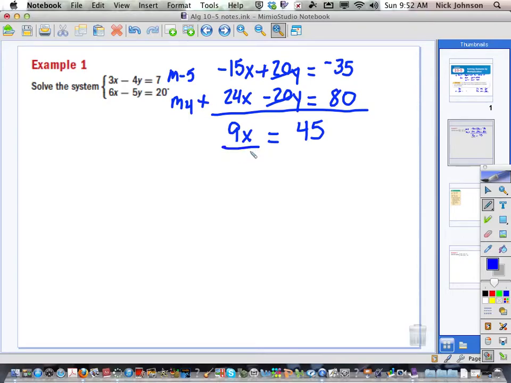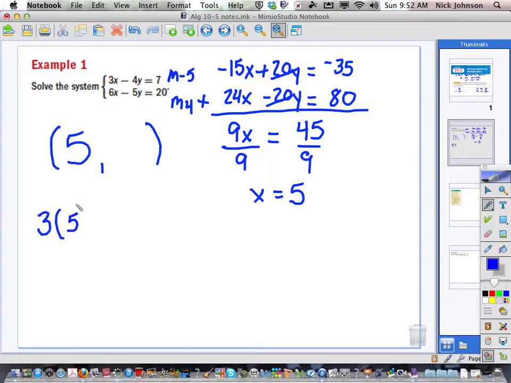Now I know what x is, because if I divide by 9, x is going to give me 5. So I know what x is. I'm going to plug this into one of the original equations because I got to find y. So I know x is 5. I got to find my other coordinate. So I'm going to use the top one just because they're smaller numbers. 3 times x, which is 5, minus 4y equals 7.